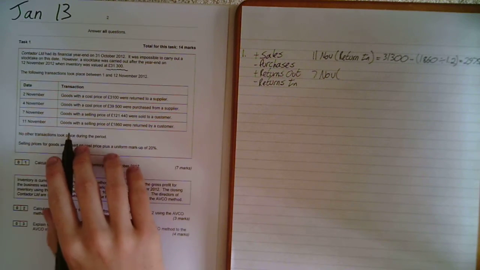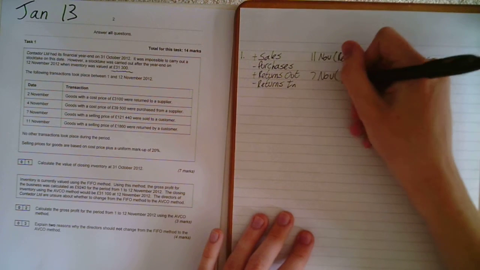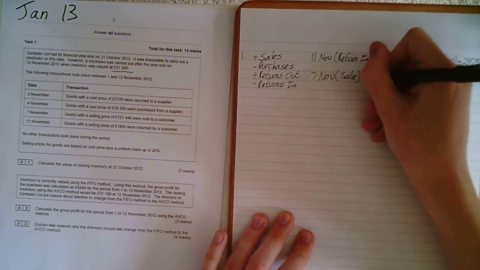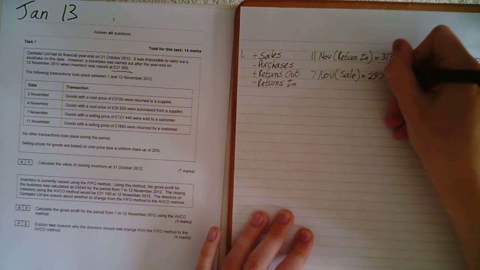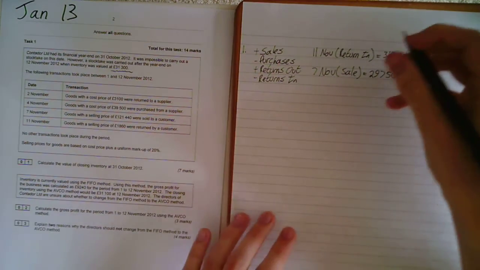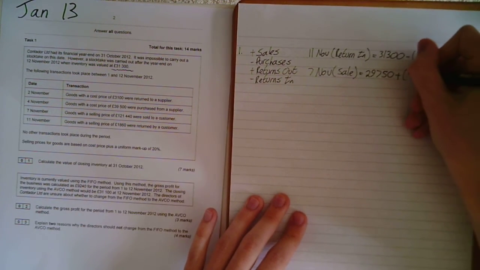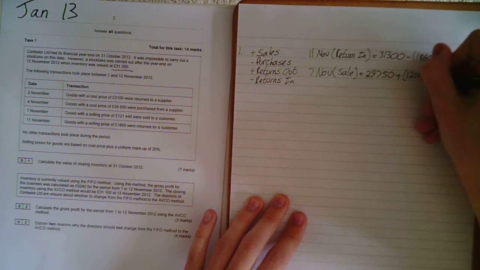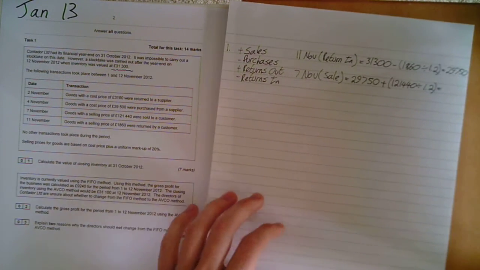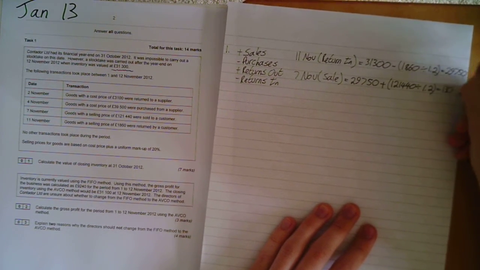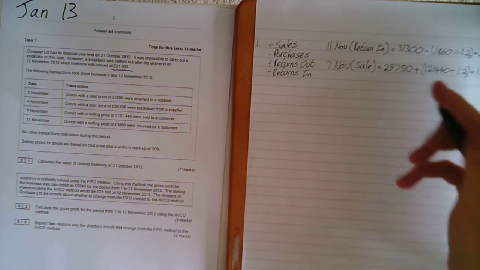So on the 7th of November, goods with a selling price of 121,440 were sold to a customer. So that's just a basic sale. So I'm going to take that figure I've just worked out, 29,750, and what do I do with a sale? I add it, but once again, it's valued at selling price, so we're just going to have to do the exact same thing. 121,440 divided by 1.2. So that's now going to bring me an inventory figure of 130,950 on the 7th of November.